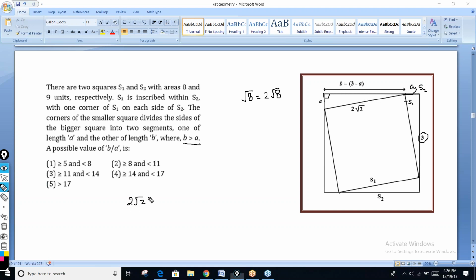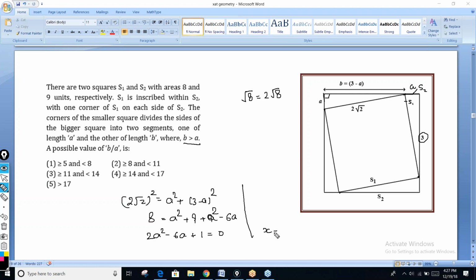So I can say that (2 root 2) whole square is equal to a square plus (3 minus a) whole square. So you will get a square plus 9 plus a square minus 6a, that is 8, and 2a square minus 6a plus 1 is equal to 0. So basically no root as such. So I'll use the formula to get the answer. The value of a comes out to be minus b plus minus root of b square minus 4ac upon 2a.